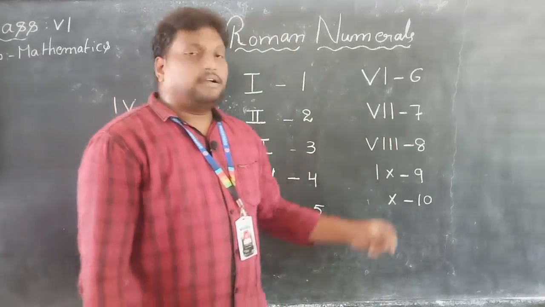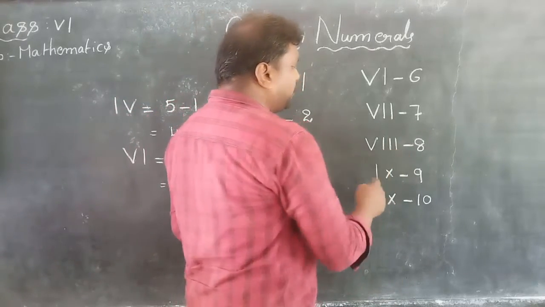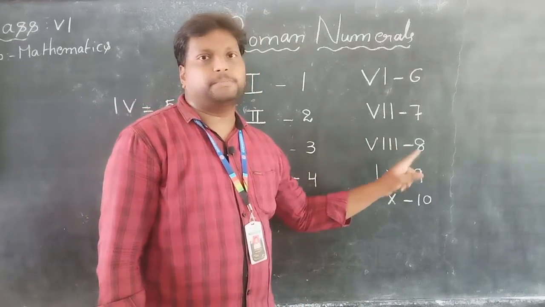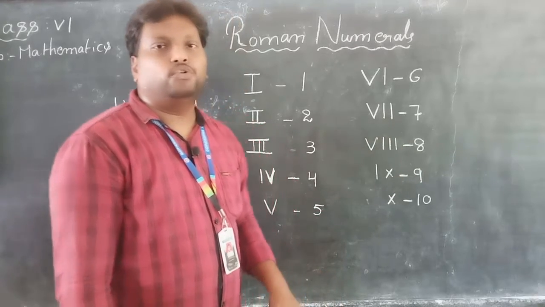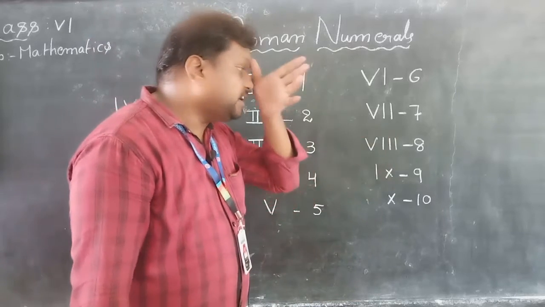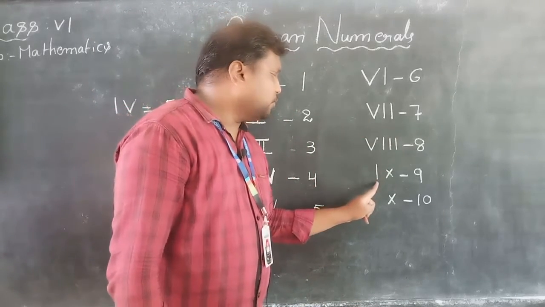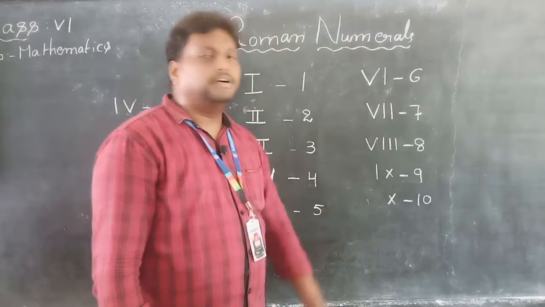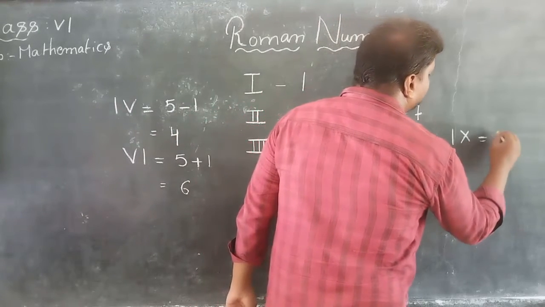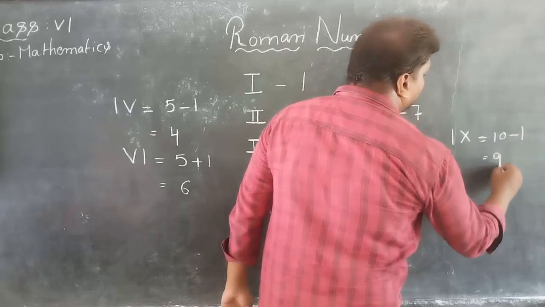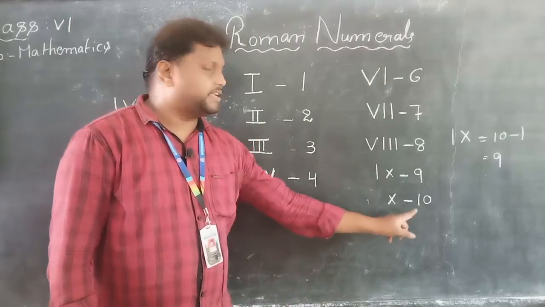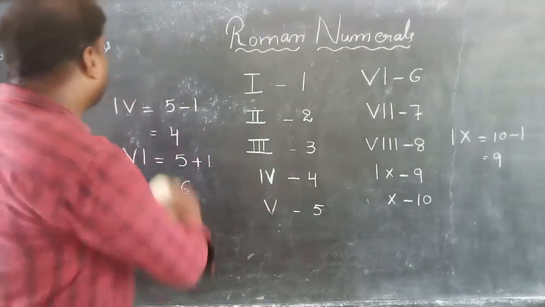Next, how to write 9? Actually we might think V followed by 4 ones, but that is wrong, because according to the rule we don't use any symbol more than 3 times. That's why we use IX. X means 10, and I before X means subtraction, so it is 9. X is equal to 10.